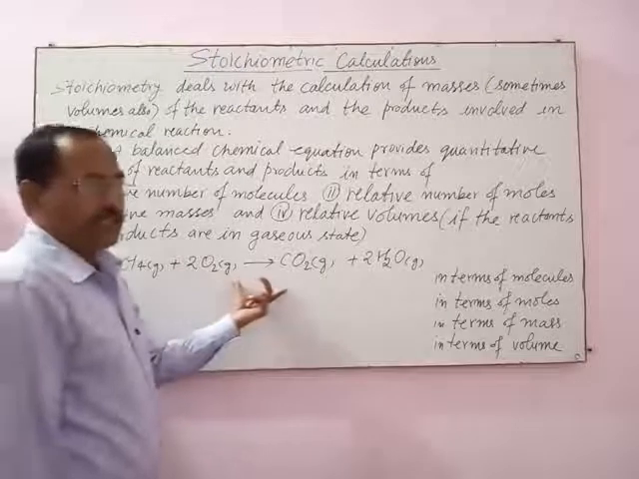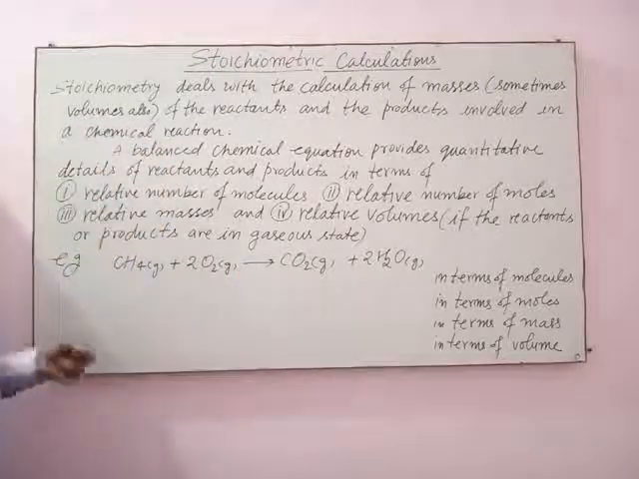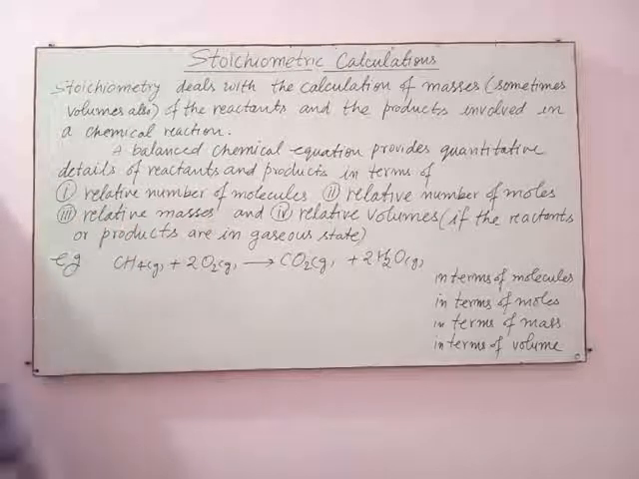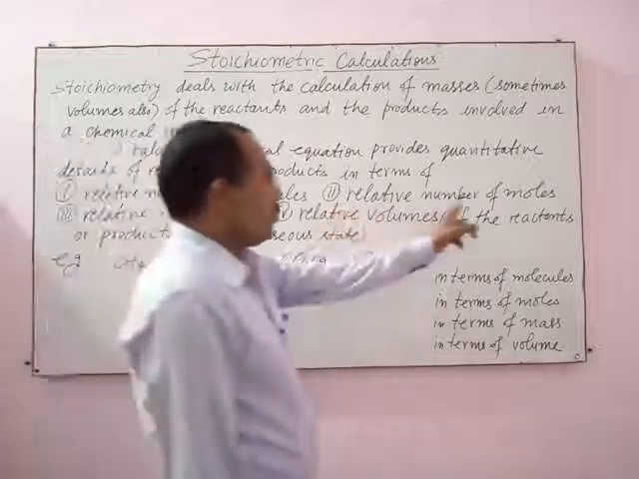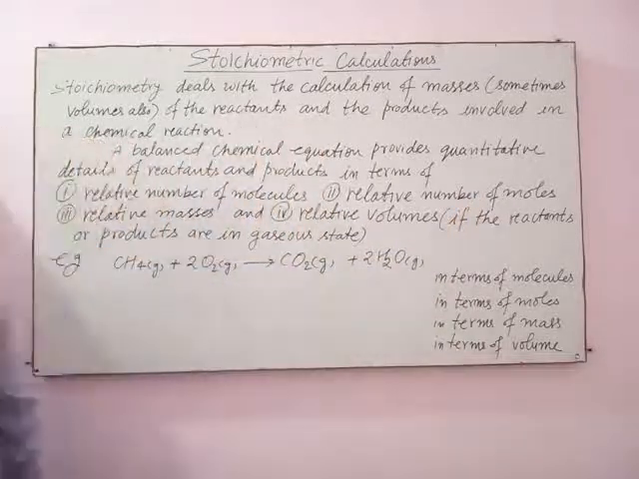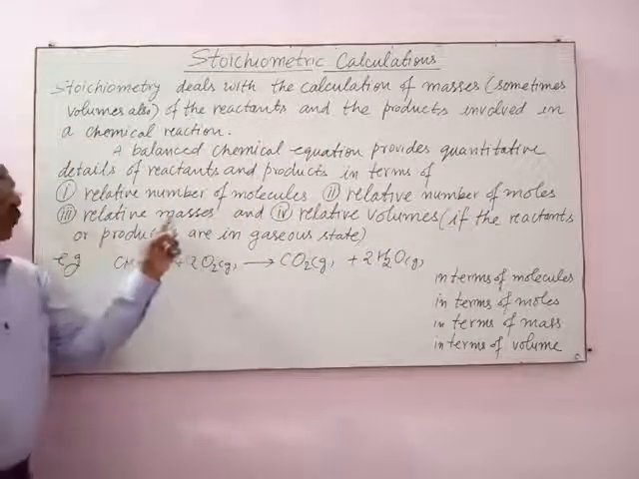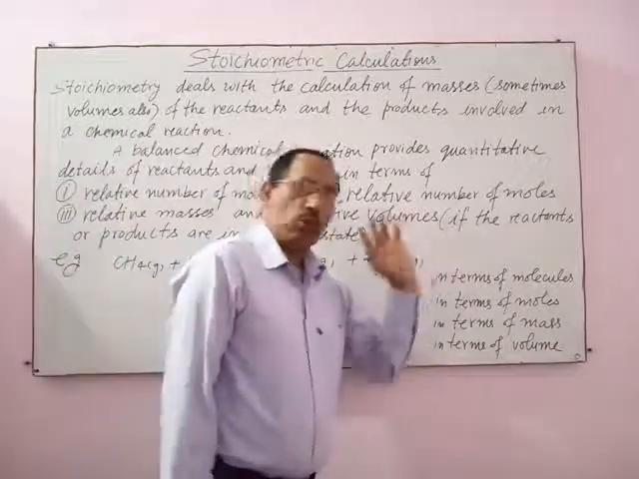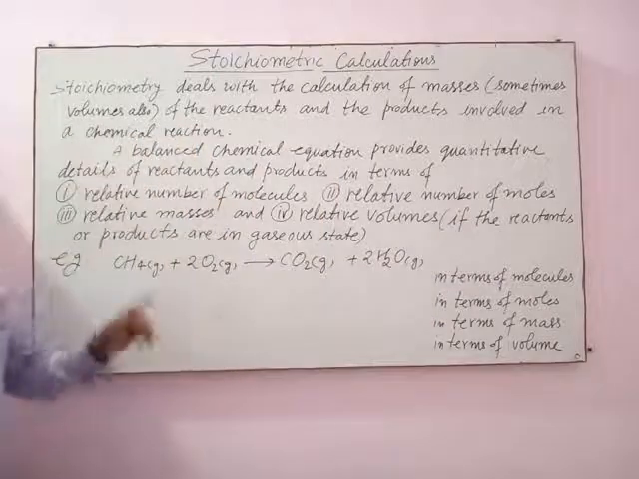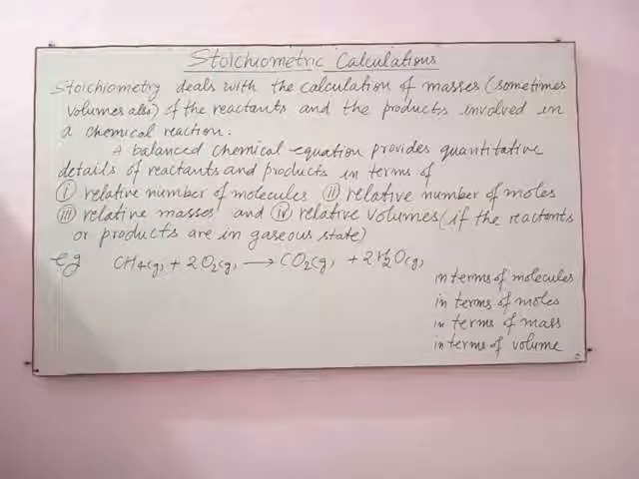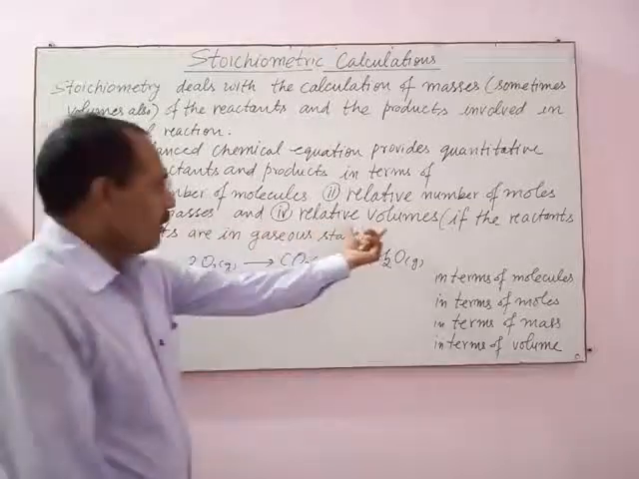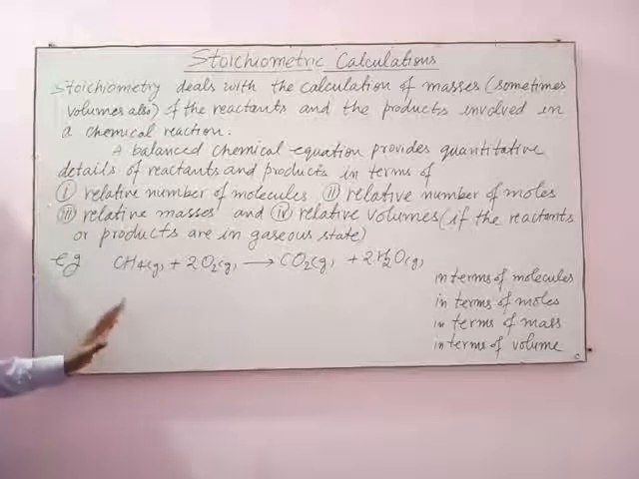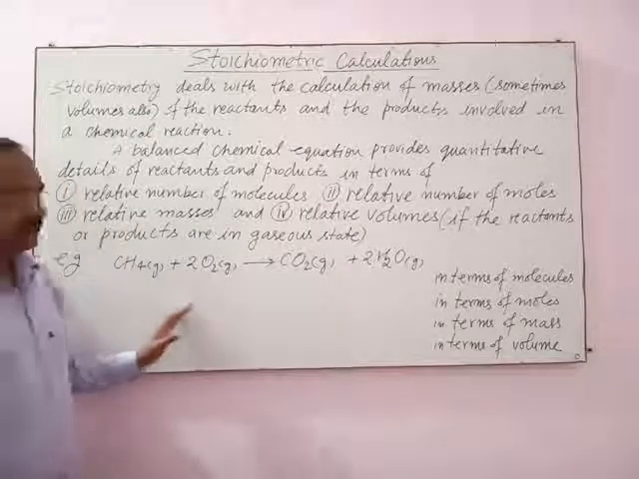A balanced chemical reaction provides relative number of molecules of reactants and products, relative number of moles of reactants and products, relative masses of reactants and products, and relative volumes of reactants and products if the reactants or products are in gas phase. Volume of the reactants or products is calculated only for gaseous reactants or gaseous products.